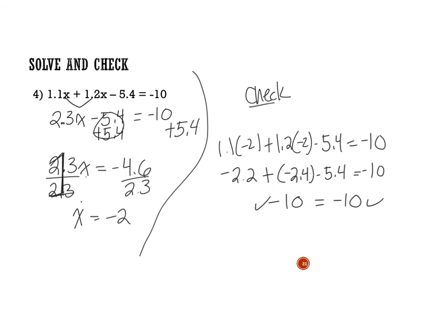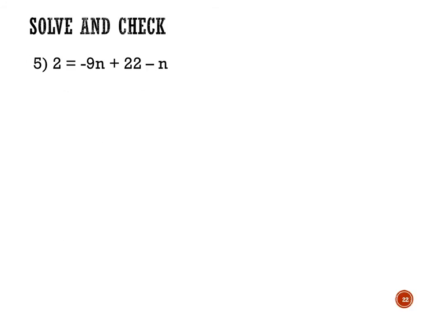So x equals negative 2. Number 5. 2 equals negative 9n plus 22 minus n. First thing I'm going to do is combine like terms. Negative 9n minus n will be negative 1n right here. So negative 9 minus 1 equals negative 10n plus 22 equals 2.